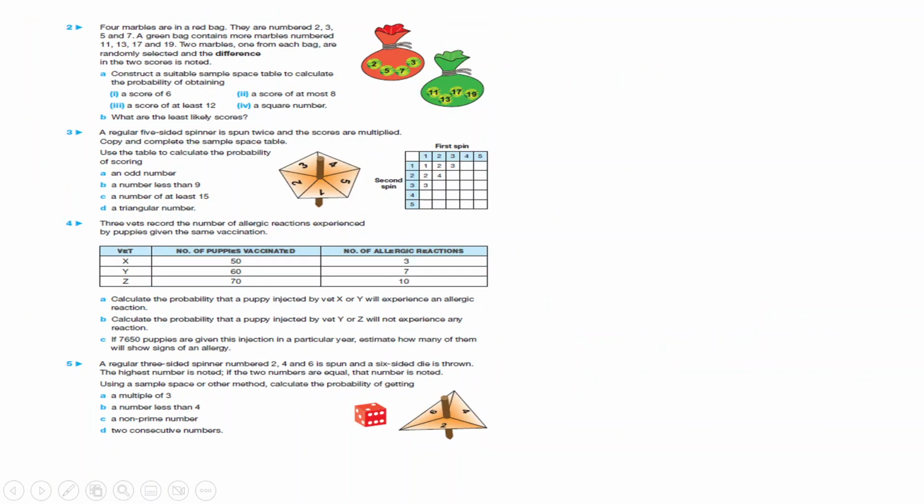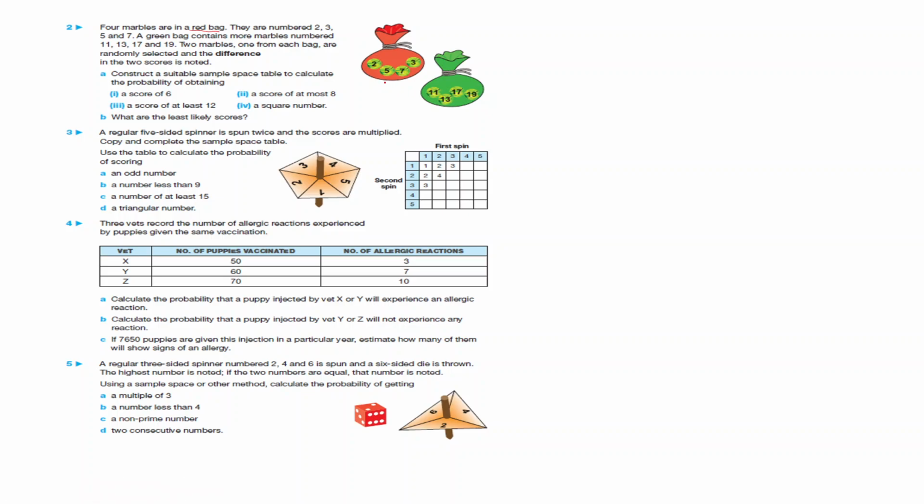So we come to the last page of this exercise, and here is question number 2. Four marbles are in a red bag: 1, 2, 3, 4. They are numbered 2, 3, 5, and 7. A green bag contains more marbles, numbered 11, 13, 17, and 19. Two marbles, one from each bag, are randomly selected, and the difference in the two scores is noted.